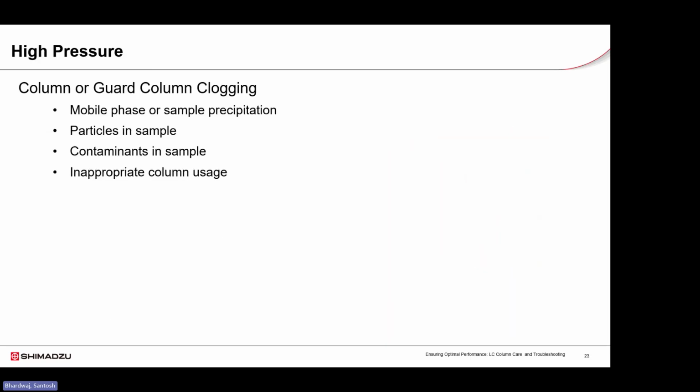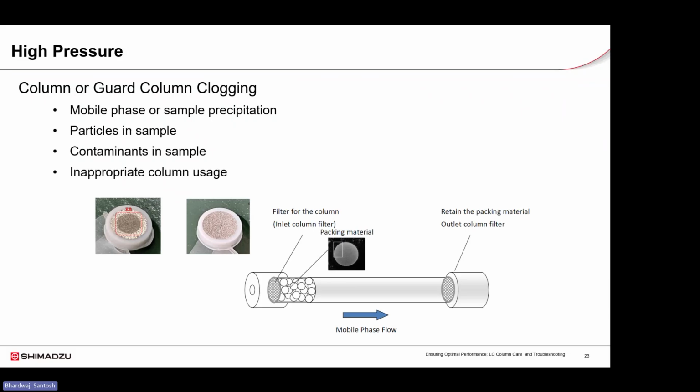High back pressure is usually observed when there is a flow restriction somewhere in the system. The most common cause is clogging inside the column or guard column, often caused by particles from the sample or mobile phase that accumulate at the column inlet frit. In some cases, buffer salts can precipitate and block the flow path. Particles in the sample can also block the inlet filter, leading to increased pressure. To understand this, let's look at the column design.